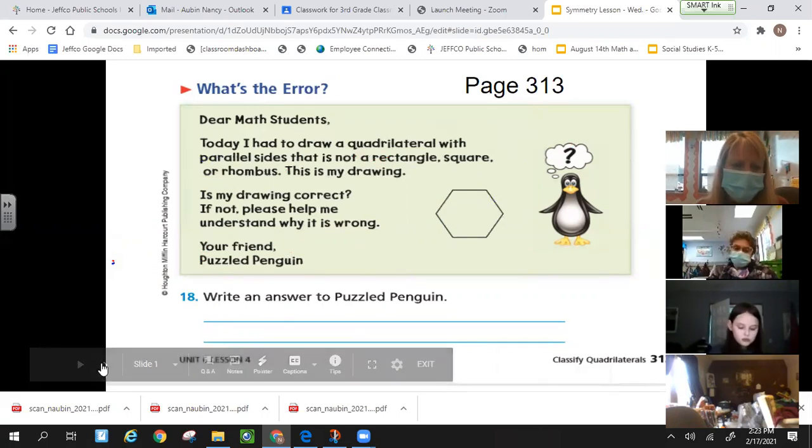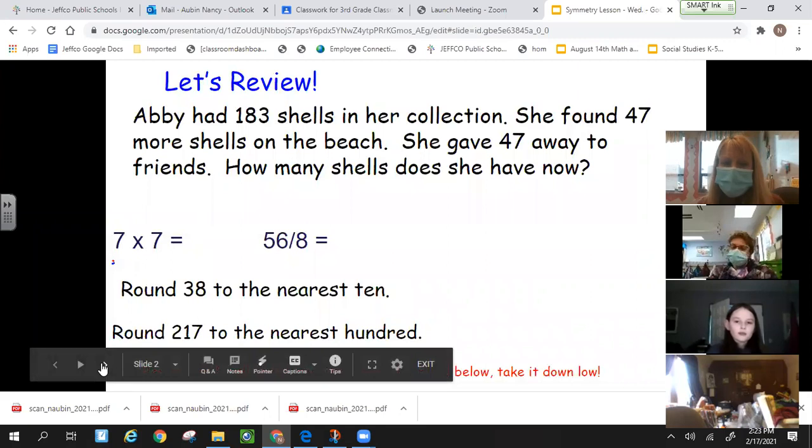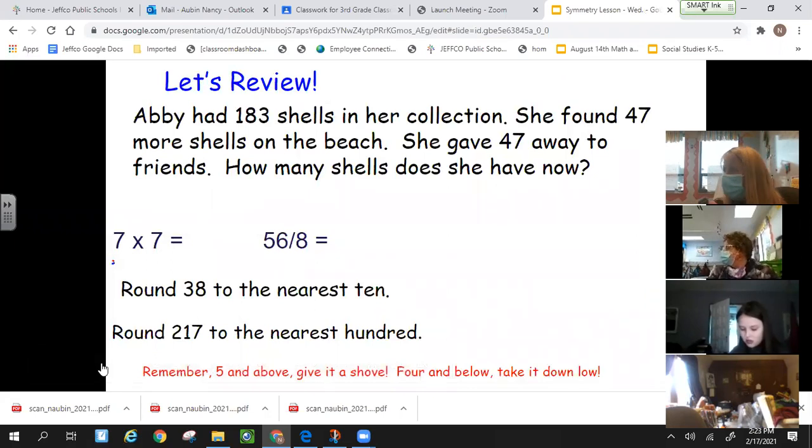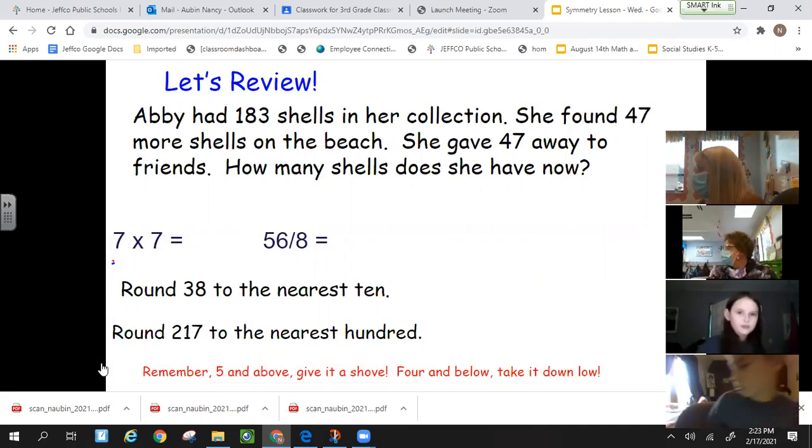Okay, kiddos? All right. Abby had 183 shells in her collection. She found 47 more shells on the beach. She gave 47 away to friends. How many shells does she have now? Abby is our rock star today. Go ahead and solve it. Hold up your board when you think you know the answer.